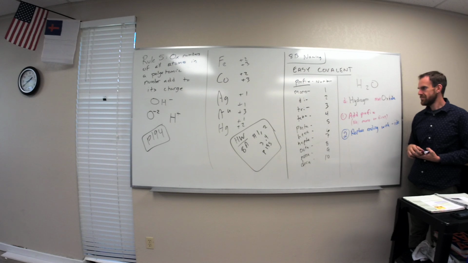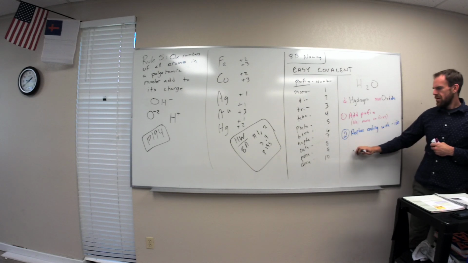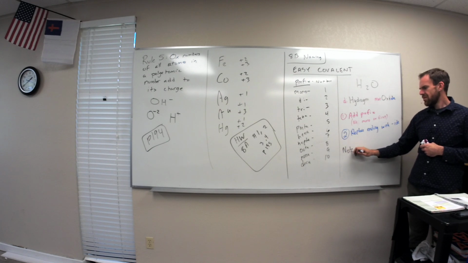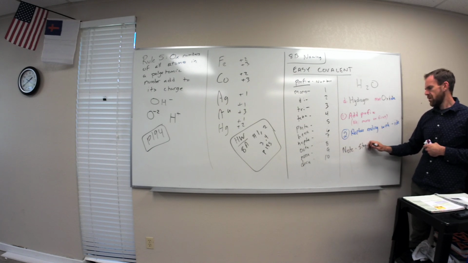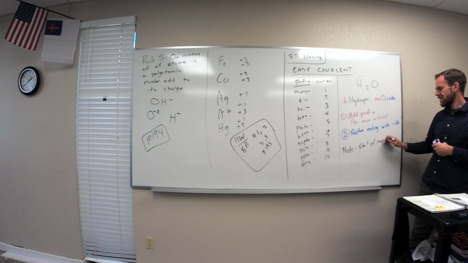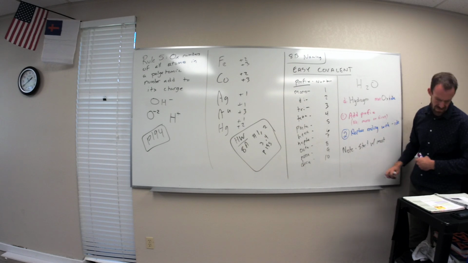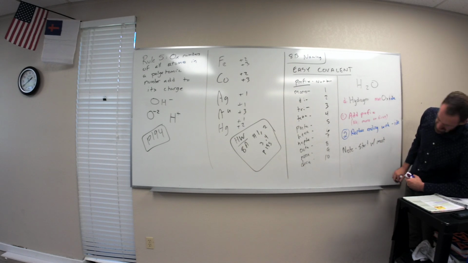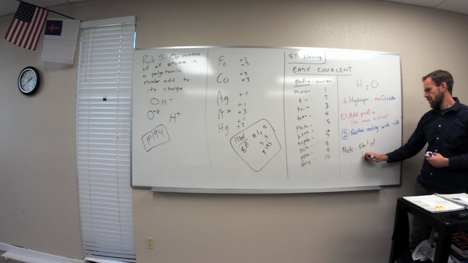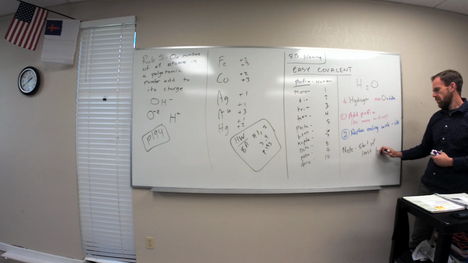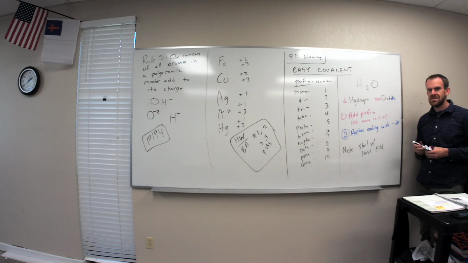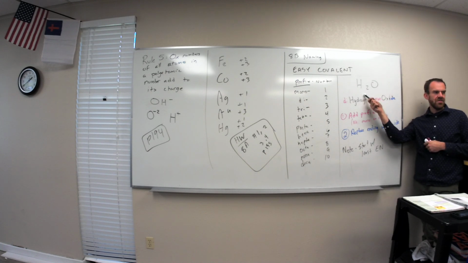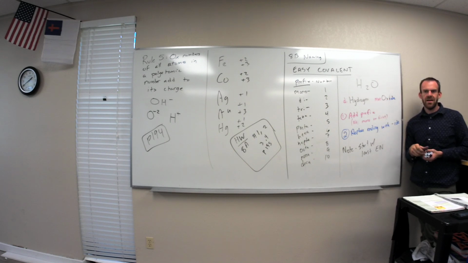Note, for covalent compounds you always start with the least electronegative. So in this case, hydrogen is the least electronegative, so we start with hydrogen. Oxygen comes next.